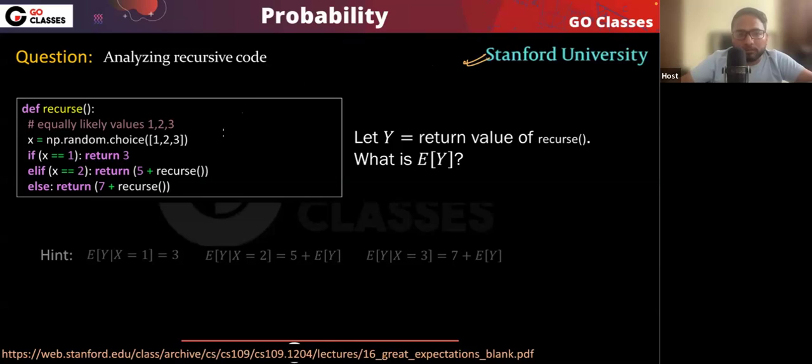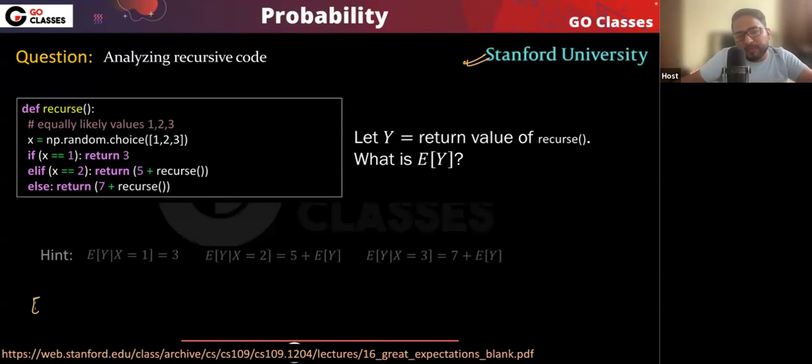So this is the Python code. You might not be aware of the Python code, so let's not worry about it. This is just pseudo code. You can understand that x is some random number chosen from 1 to 3. If x is 1, then they return 3. If x is 2, then they return 5 plus they recurse on this. Otherwise, 7 plus they recurse on this. A hint is also given here. So what they're saying is, if y is the return value, then what is the expected return value?